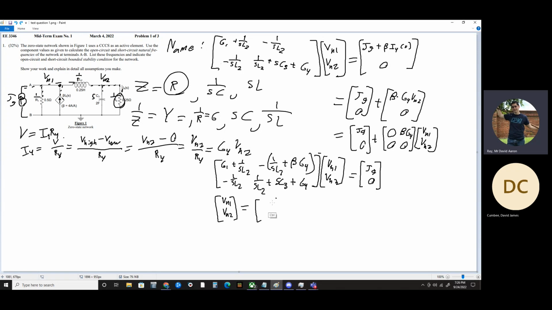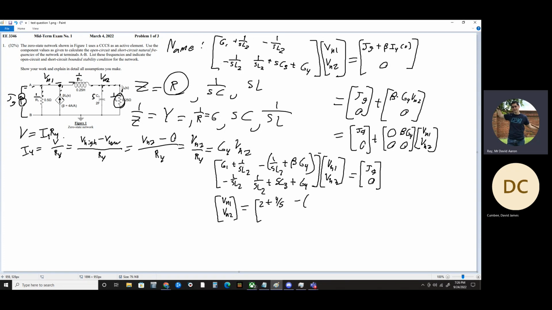But while we're raising it to the negative 1, let's put in values for these. G1 over here we see is 1 over R1. That is 1 over 0.5, which is 2. So it's 2 plus, we see that L2 is 0.25. 1 over 0.25 is 4. So that is 4 over S.